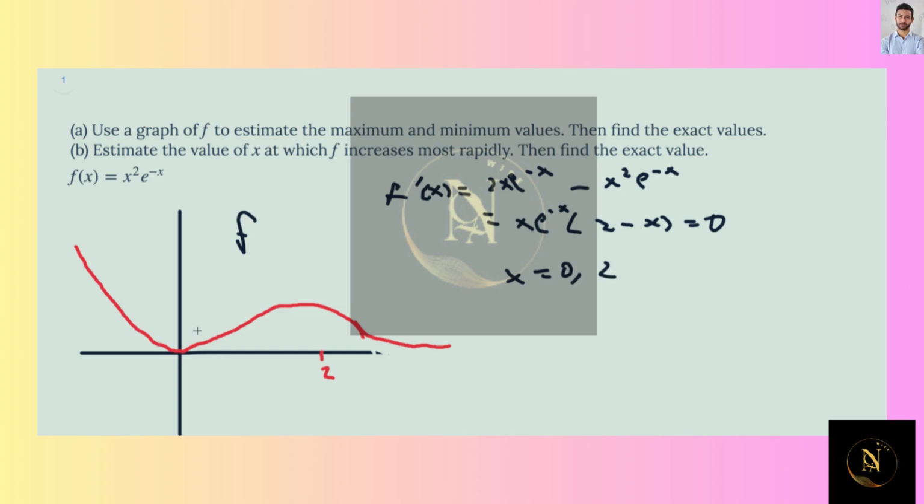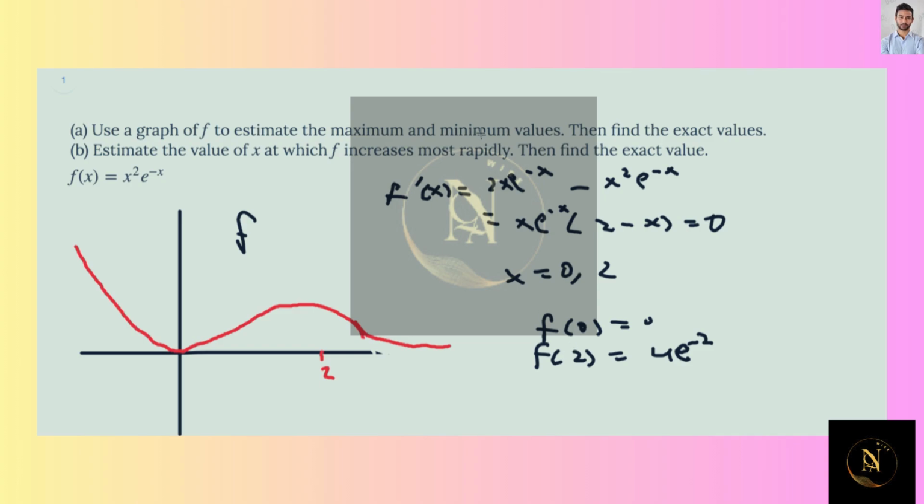So just by looking at this picture, we know that the local min is at 0, and we know that the local max is at 2. So f of 0 will be 0, and we know that f of 2 will be 4e to the minus 2.